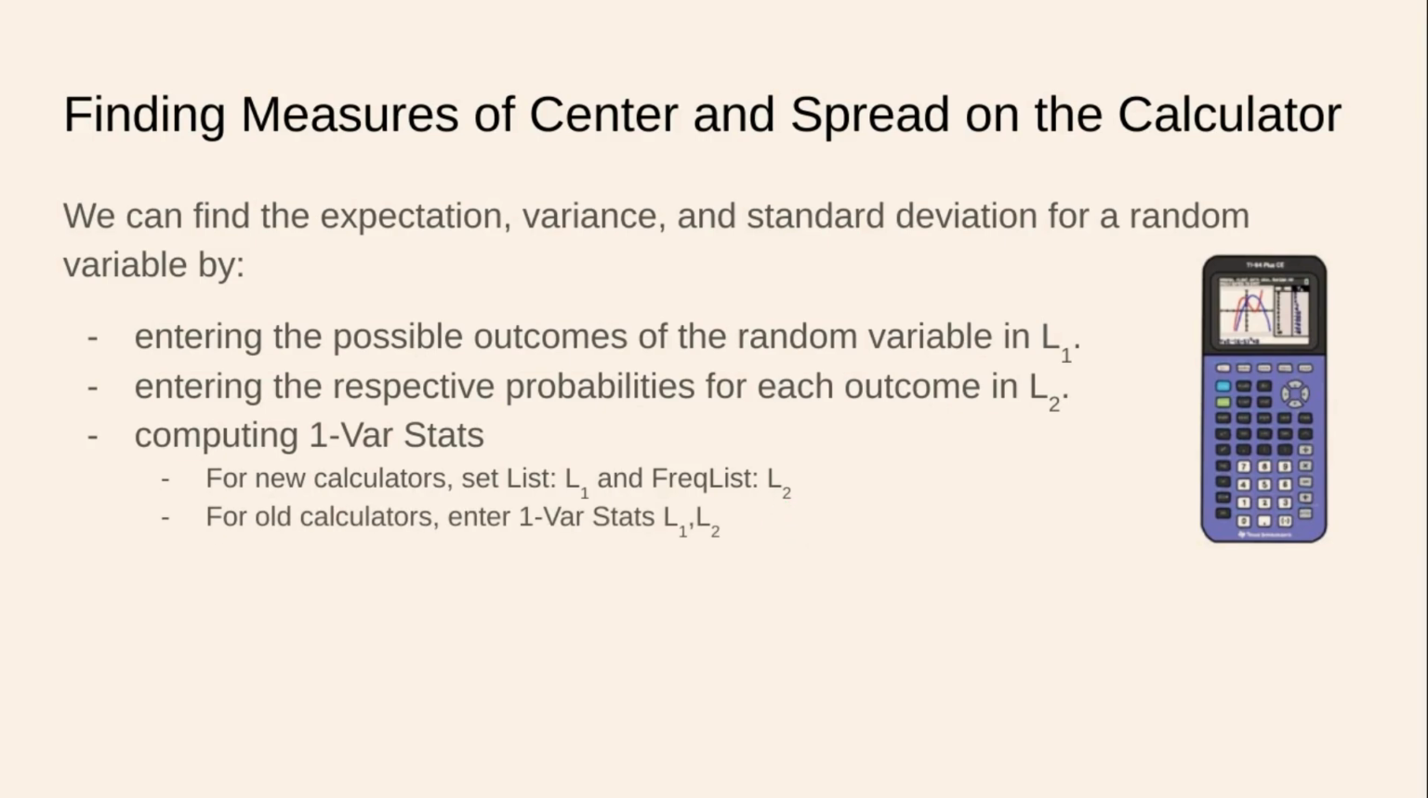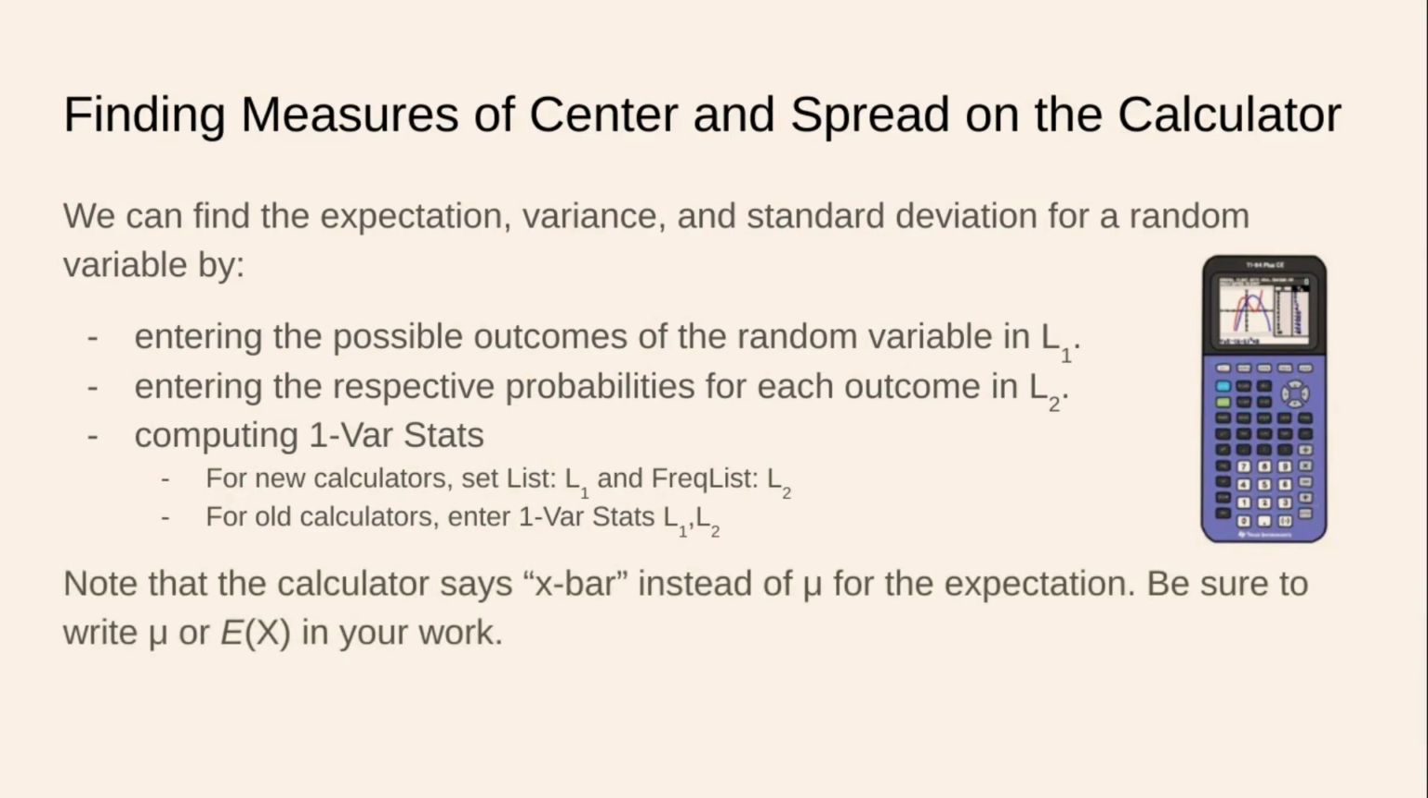Now, for old calculators, you got to remember a little more. You're probably used to this at this point. You go to one variable stats, and you would have to say list 1 comma list 2. We have 2 arguments possible, at least for what we're concerned. I'm not sure if there could be more arguments. Someone correct me in the comments if that's the case. But for one variable stats, you have the list we're referring to and frequency list, which is the likelihood of each of the events in list 1 happening.